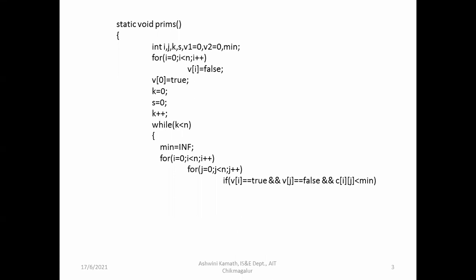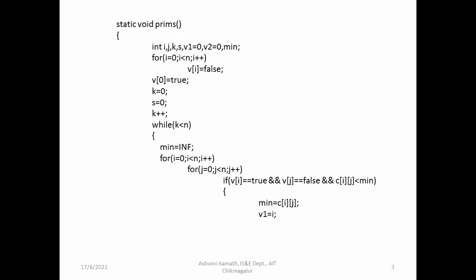Now we have to select the ith vertex to the jth vertex which has the minimum value. I told you that the same vertex will have many different edges to a set of different vertices. Among these edges, we have to select the one which has the lesser value. For example, from the ith vertex to the jth vertex, whatever the smallest value is, we have to take that. If all three conditions are true, then minimum is equal to c of ij, then v1 is equal to i.